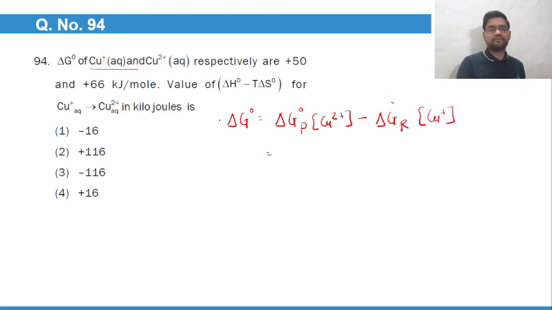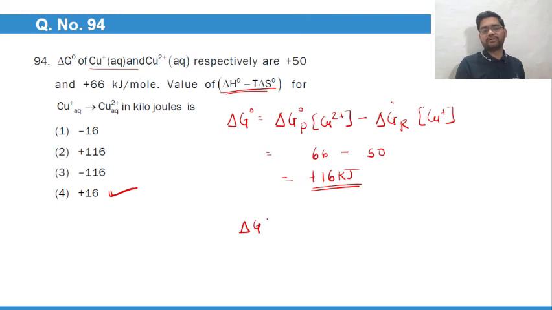Okay, clear? So delta G naught for Cu2 plus is how much? 66 minus 50, that is equal to 16 kilojoule. Do we have the answer? Yes. So 94. Although they have asked the value of this, we know that delta G naught is equal to delta H naught minus T delta S naught, that is equal to 16 kilojoule positive. So for 94, option number 4 will be the best answer.